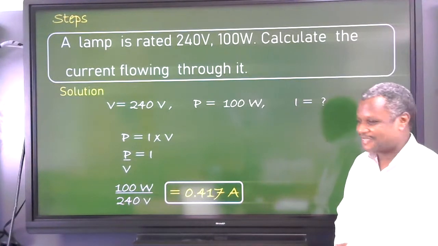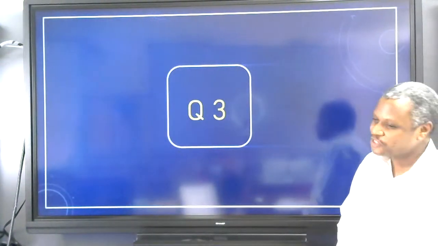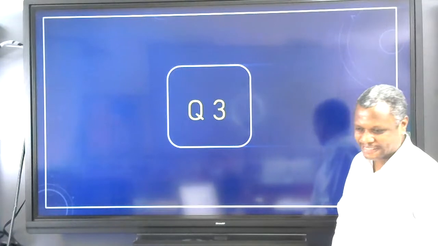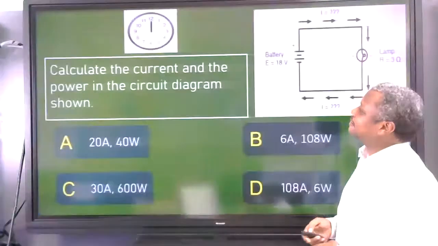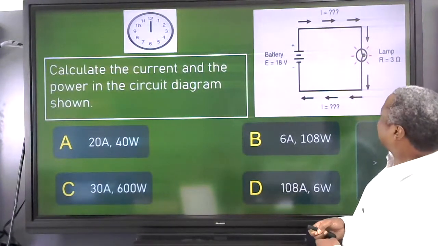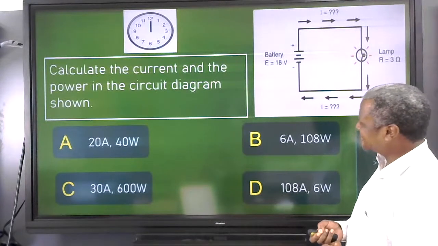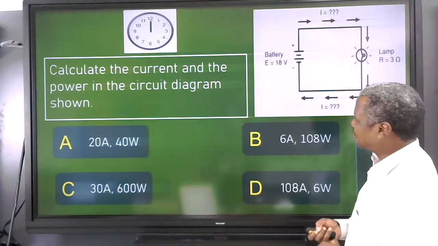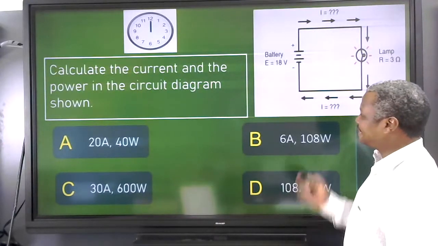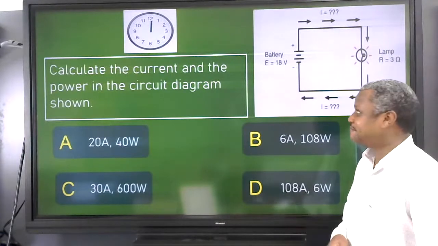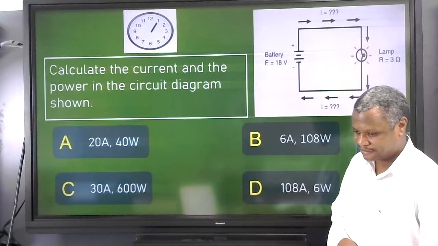Question number 3. Now, for question number 3 to question number 7, I'll give you 2 minutes for each particular question. Then this figure here: calculate the current and also the power in the circuit diagram shown. And the timer begins now. 2 minutes.